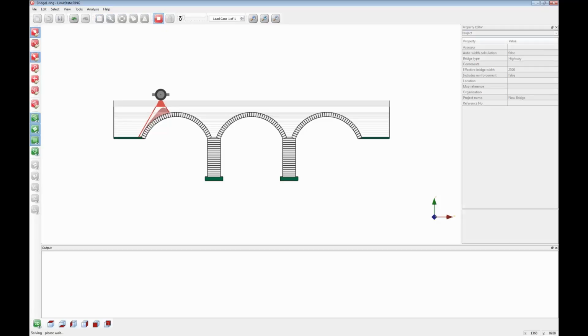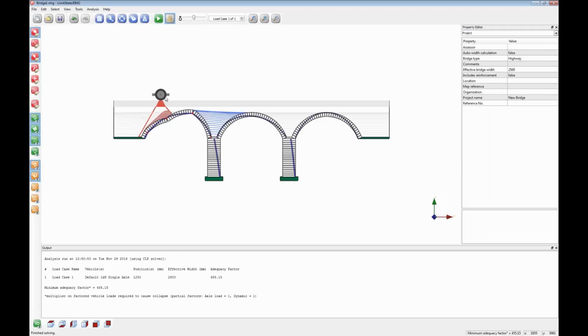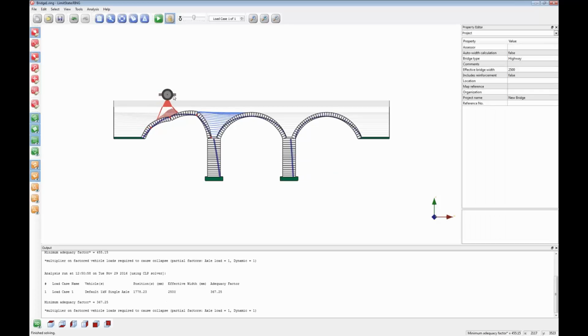and if I click the green solve button at the top, I will actually get a mechanism of collapse which is predicted. And also if you look at the output pane, I will actually get a number which is described as an adequacy factor, and here we've got a number 355.